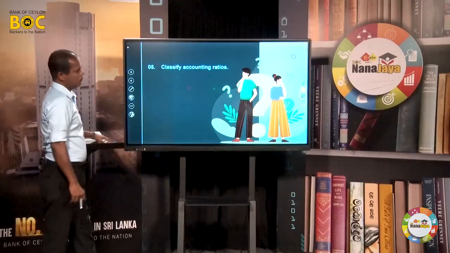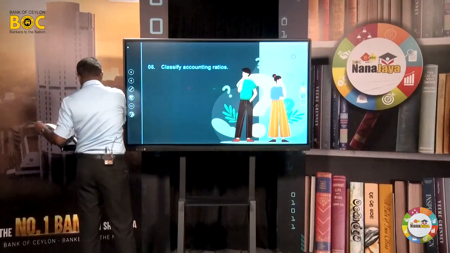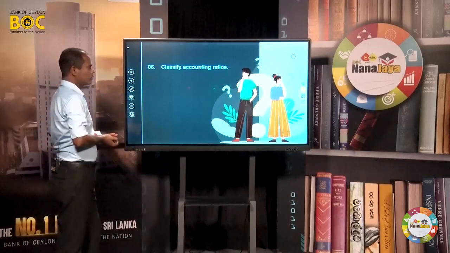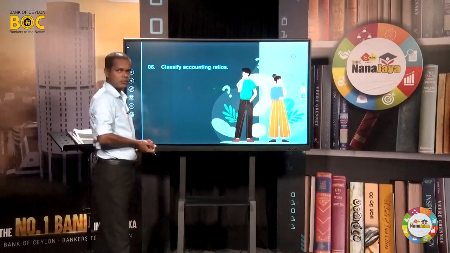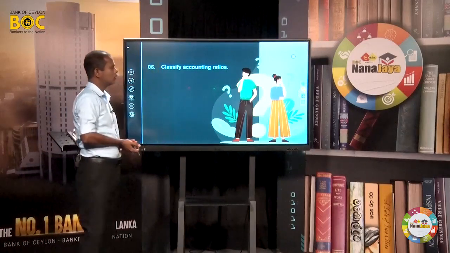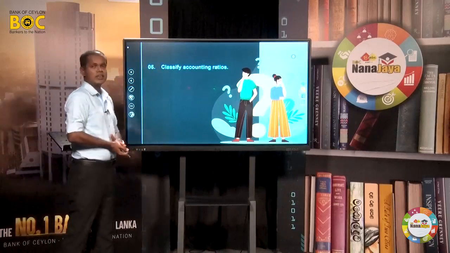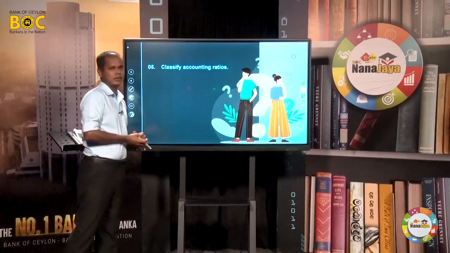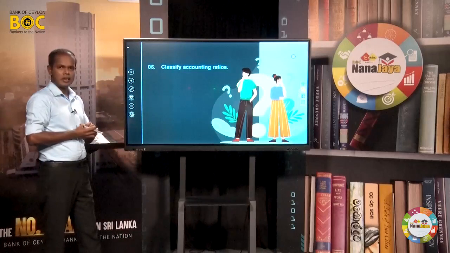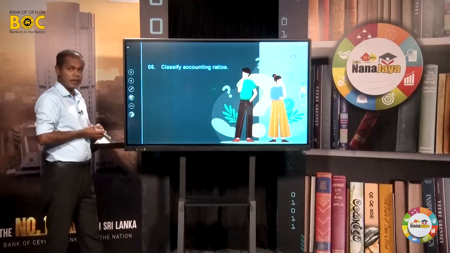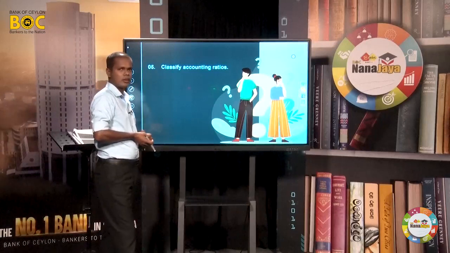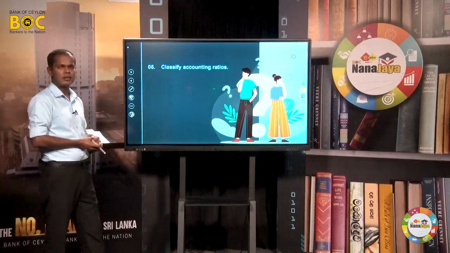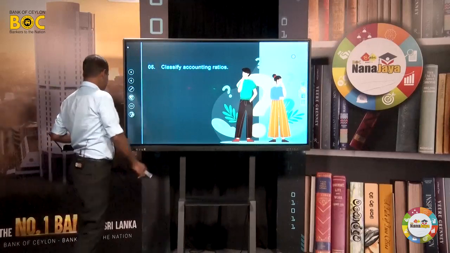To classify accounting ratios, we classify into mainly 5: liquidity ratios, financial stability ratios, profitability ratios, efficiency ratios, and investors ratios.